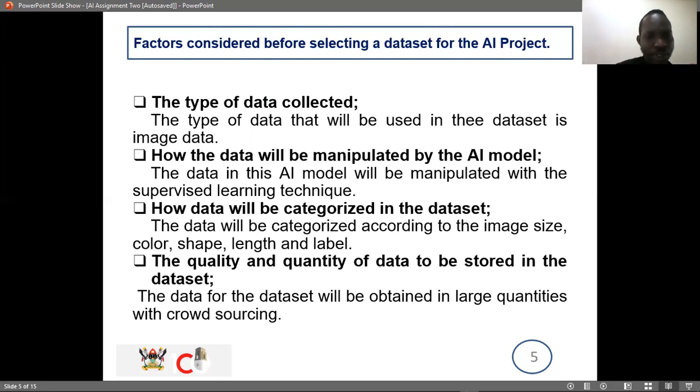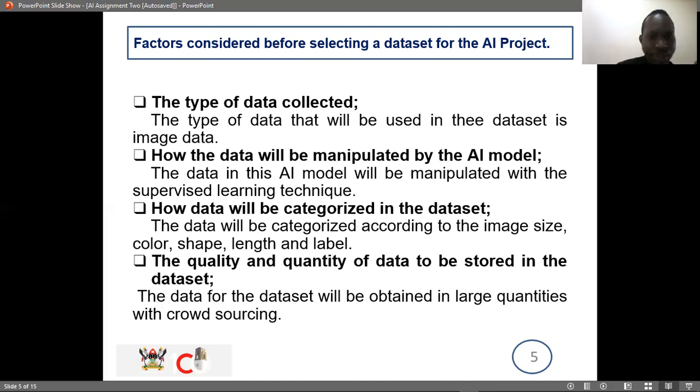because I'll use a training set for comparison to verify ambulances from other vehicles. Then another factor is how the data will be categorized in a dataset. In my dataset, because they're images of vehicles, the data will be categorized according to color, size, shape, length, and label.